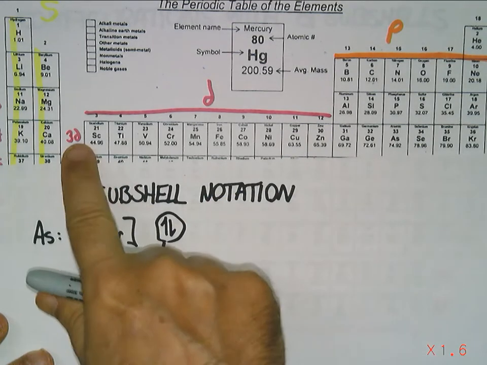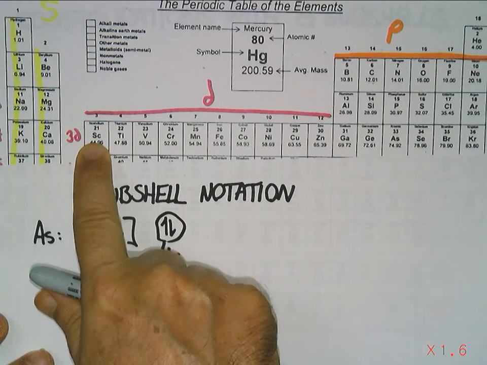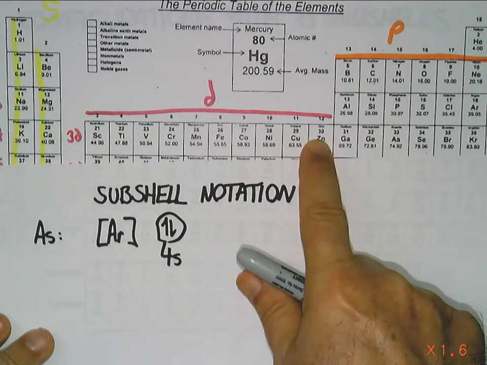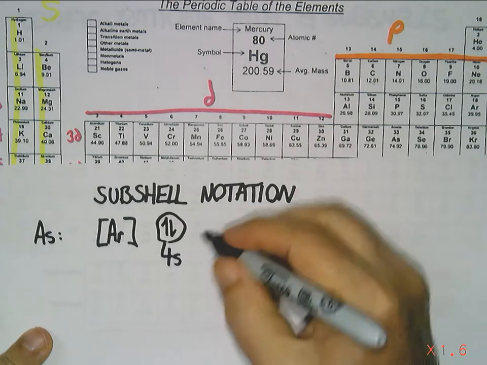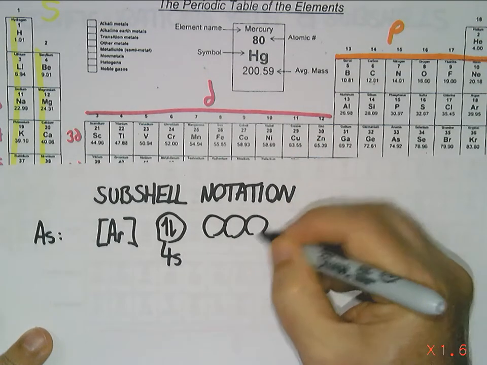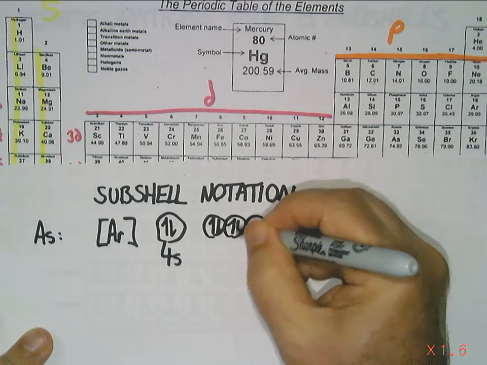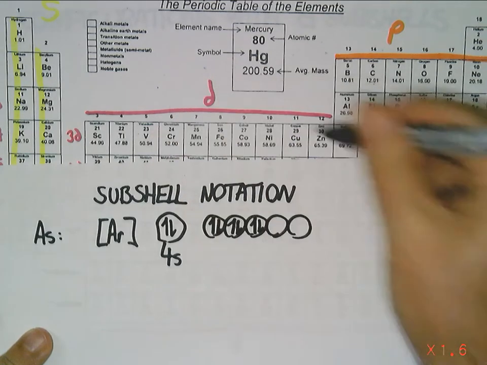And now I am counting into the d's, the 3d, and I have to count all the way across. And there's always 10 in a d block. 5 orbitals, holds 2 electrons apiece. So there's 10. Convince yourself of that by counting it.